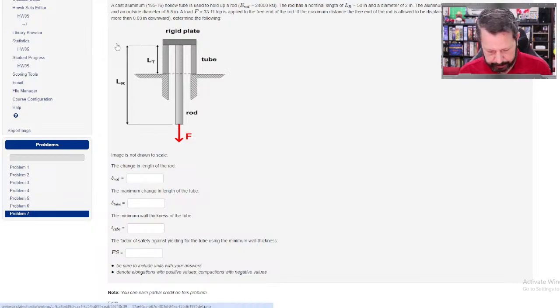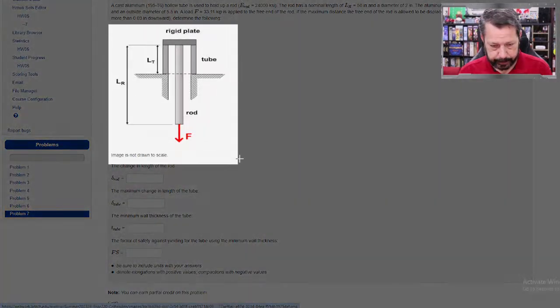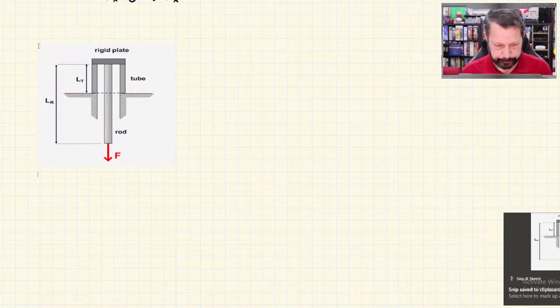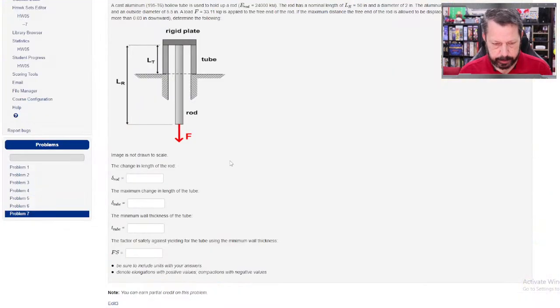Let's copy our diagram at least, and see what we've got in here. So I've got some materials, cast aluminum, hollow tube. I've got a rod with a certain modulus of elasticity. It has a nominal length, meaning the name of the length is 50 inches. Usually when you see something like nominal length, for us, that doesn't mean a whole lot. It just means use 50 inches.